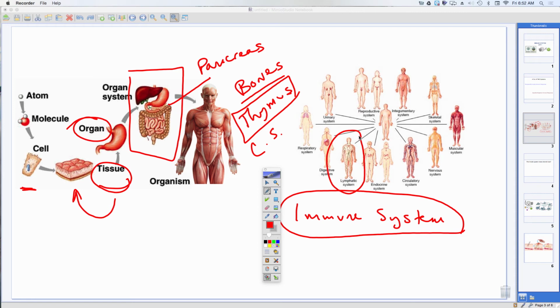So as we think about the immune system, you'll note that if you look at my series of systems: integumentary, skeletal, muscular, nervous, circulatory, endocrine, lymphatic, digestive, respiratory, urinary, reproductive, the immune system's not even there, and that's because the immune system is met by so many of these other systems.